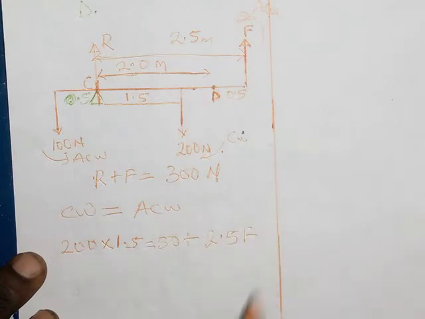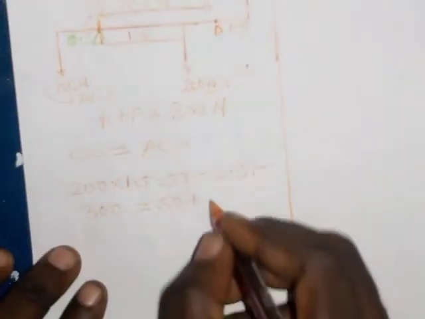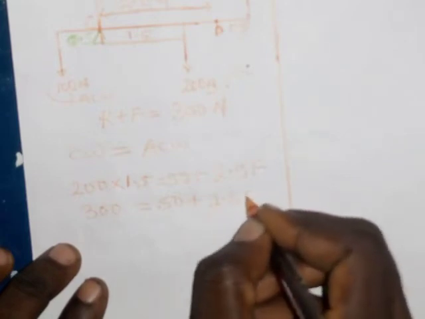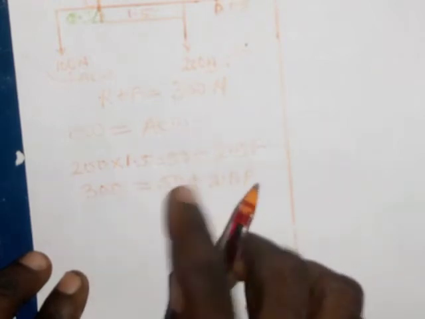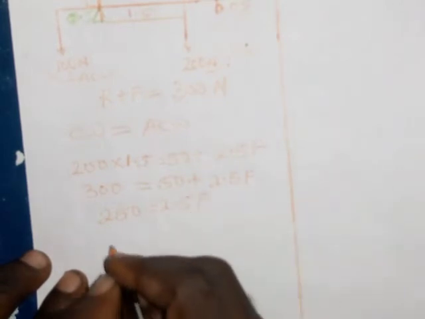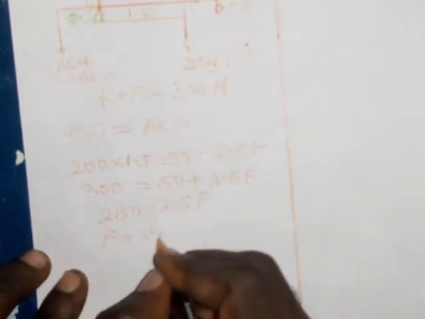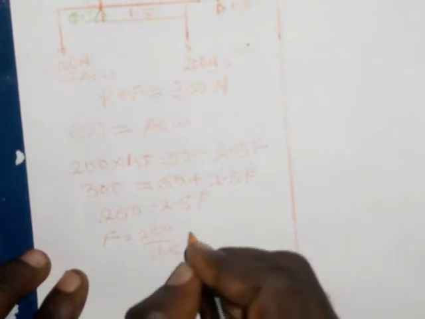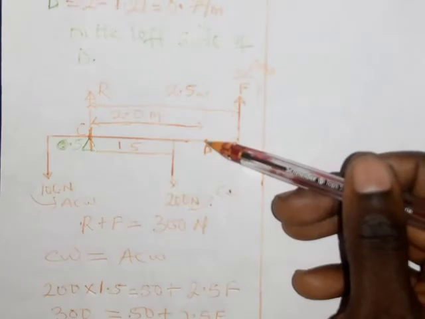2.5F. So when I multiply, this is going to give me 300 equals 50 plus 2.5F, and when I take 300 minus 50, it is going to give me 250 equals 2.5F. On dividing, F is going to give me 250 divided by 2.5, and that is 100 Newton. So that is the force that will lift this. This is the force F that will lift this plank just above the pivot D.